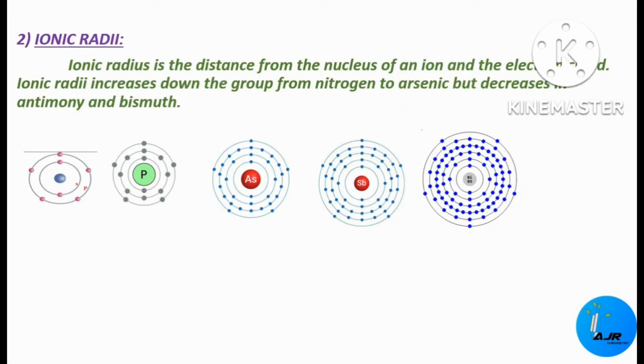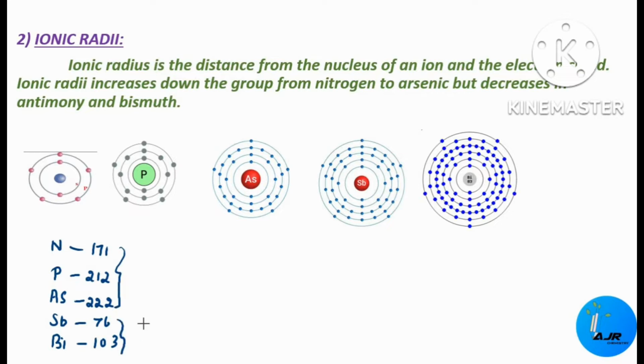See here, students, from nitrogen to arsenic the ionic radius is increasing, whereas from antimony it is decreasing again. For bismuth it is increasing a little. But when you compare with these three elements, these two values are low. See here, these three are increasing, whereas here it's low. Now I'm going to explain why this happens.